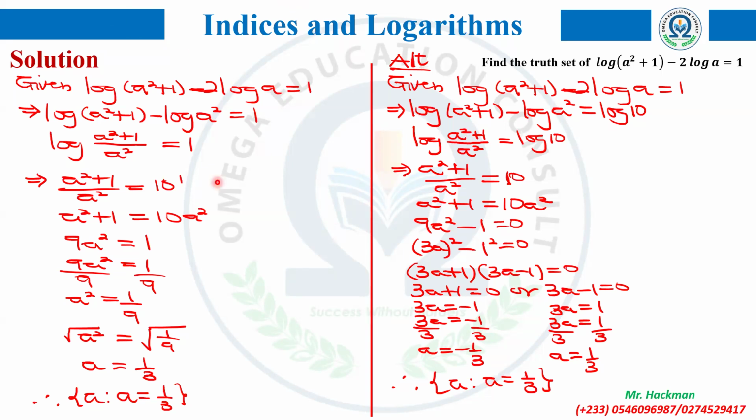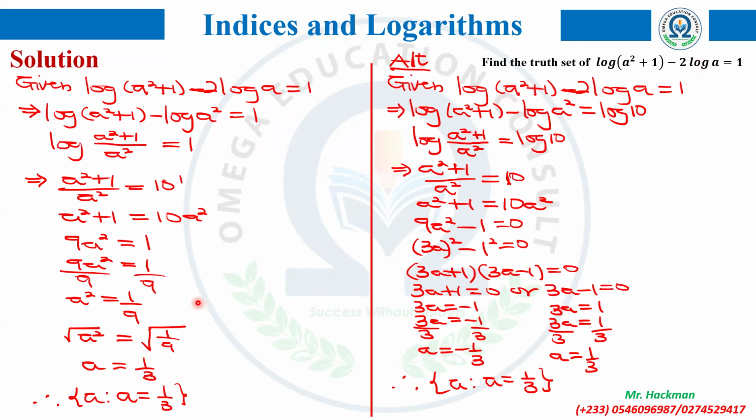And in today's lesson, it's going to be a short one. We'll be looking at the solution to the lessons on indices and logarithm. As you can see on your screen, this was the question.